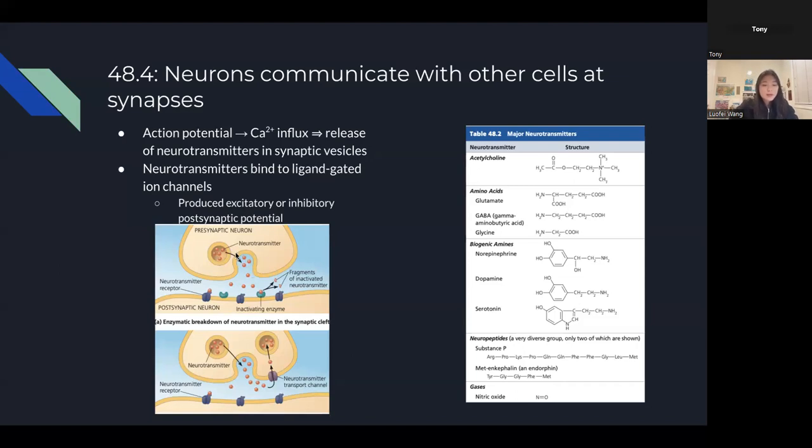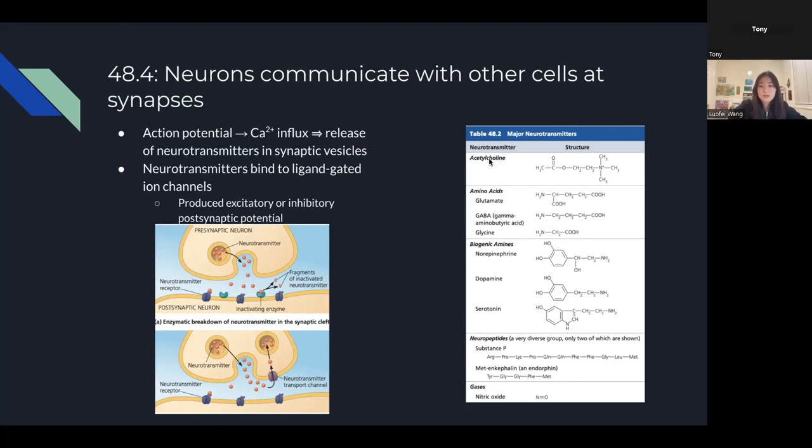And when these neurotransmitters bind to the ligand-gated ion channels, they will produce an excitatory or inhibitory postsynaptic potential. An excitatory postsynaptic potential will cause the postsynaptic neuron to be more activated, while an inhibitory one will cause it to be less activated. So here are the most important neurotransmitters.